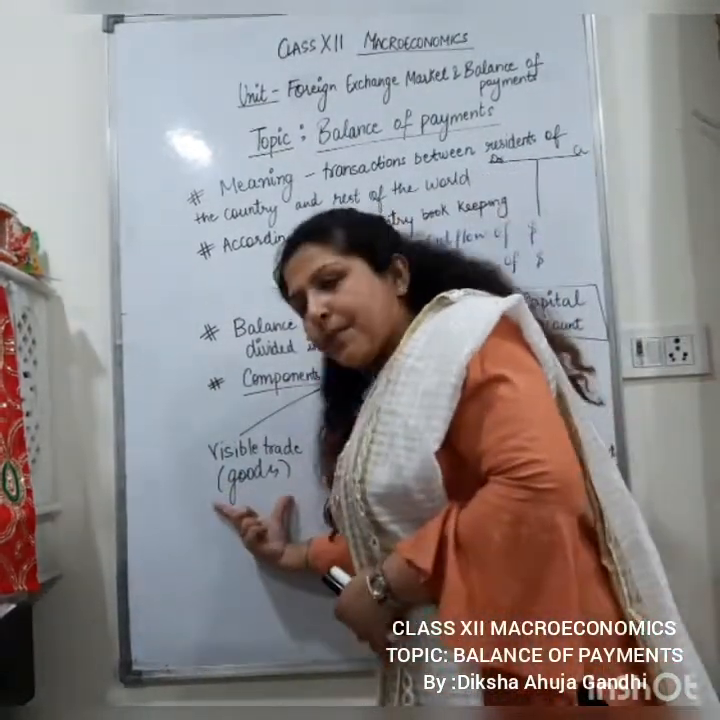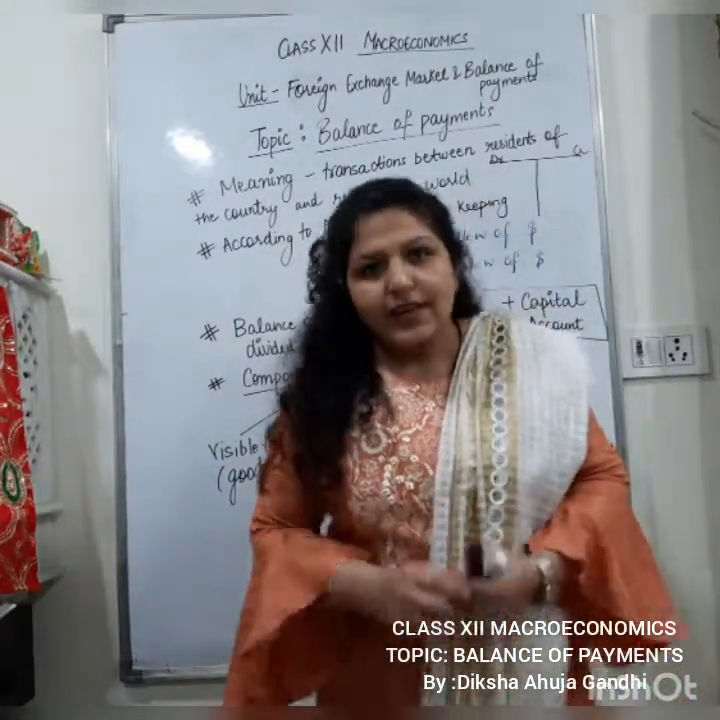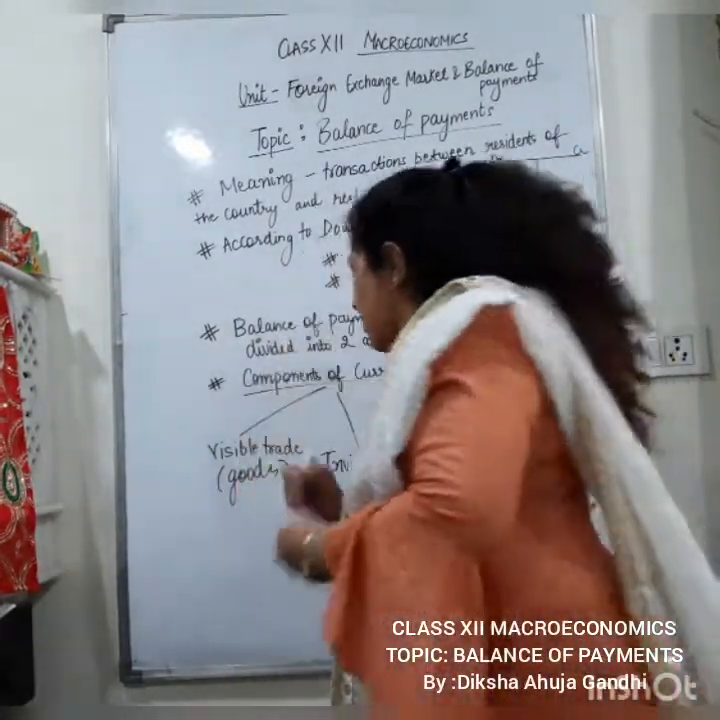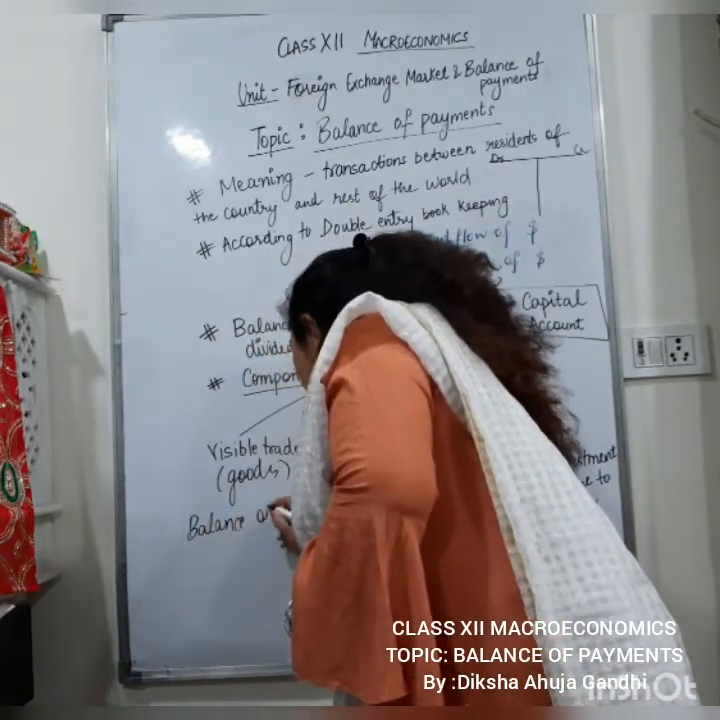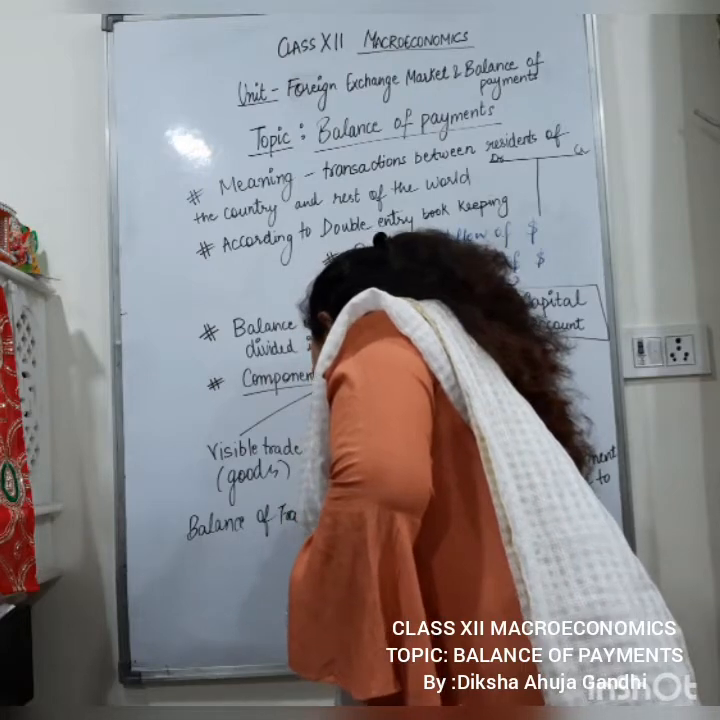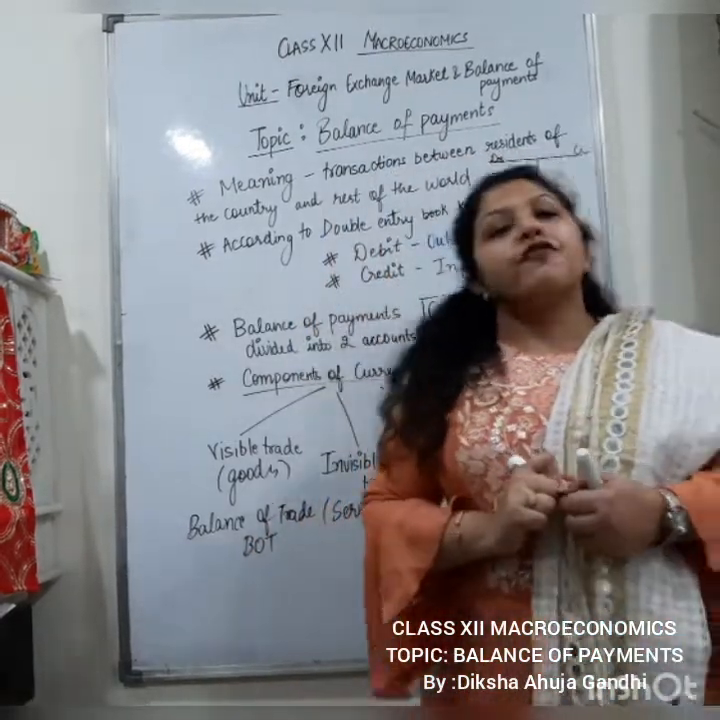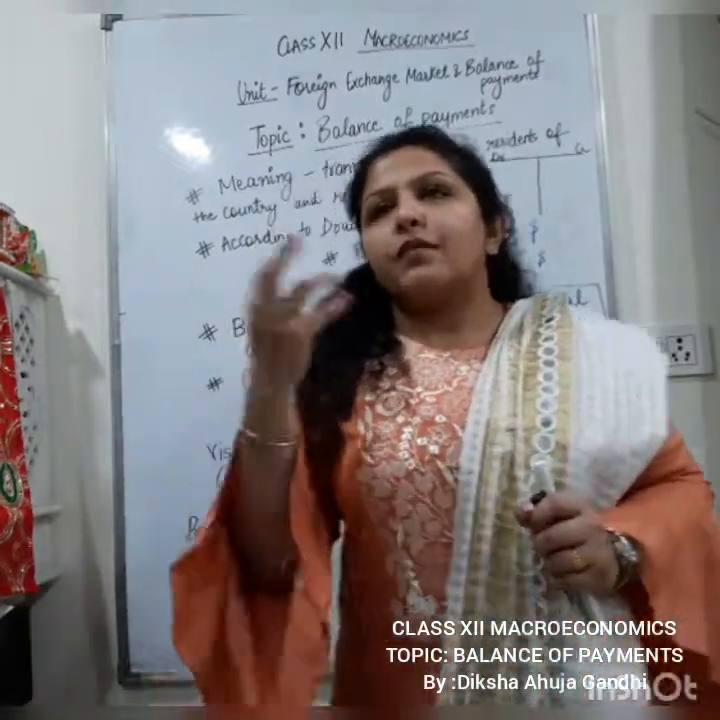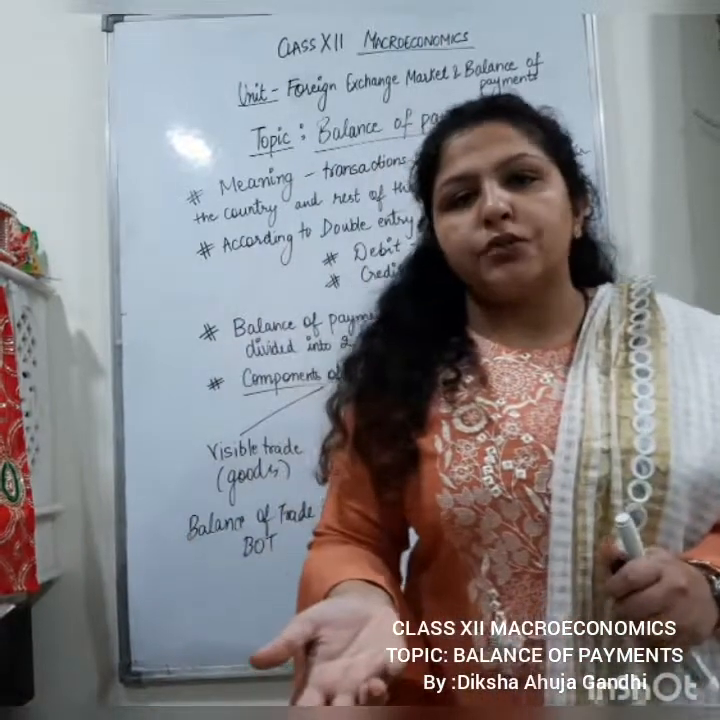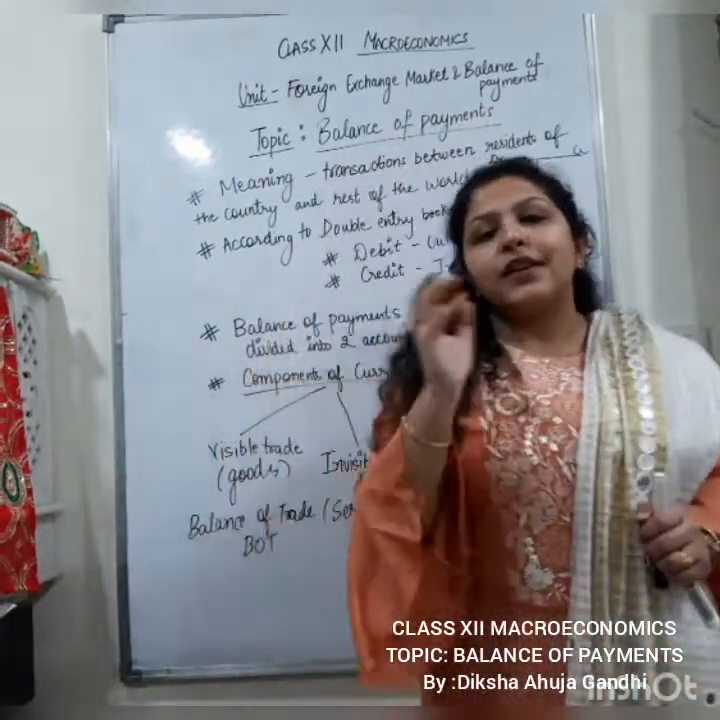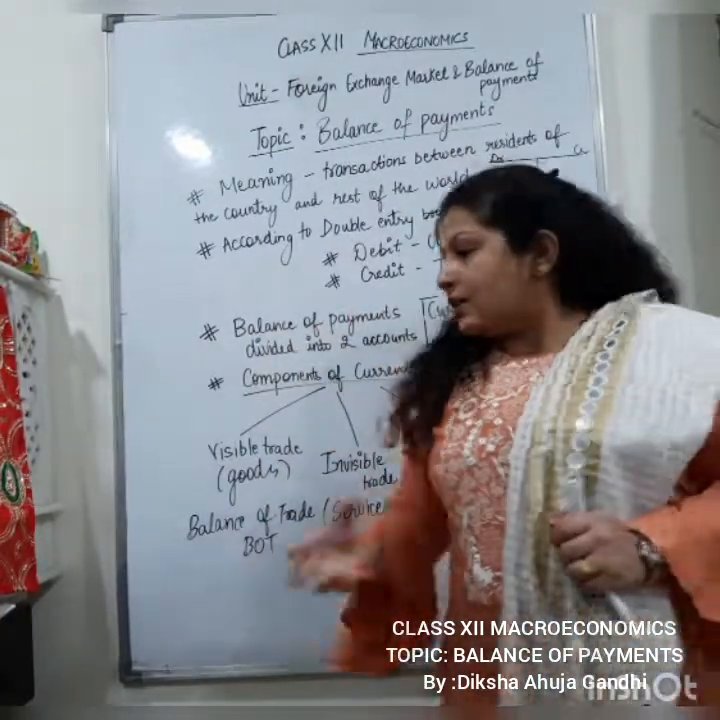The very first component of current account is goods, that is merchandise, visible trade, or this is also known as balance of trade, BOT, right? So balance of trade means export and import of goods basically. Let's say I'm importing machinery from abroad. I'm exporting jute from India to USA, right? Whenever I'm transacting between the goods of one country and the goods of another country, this will be recorded in balance of trade.